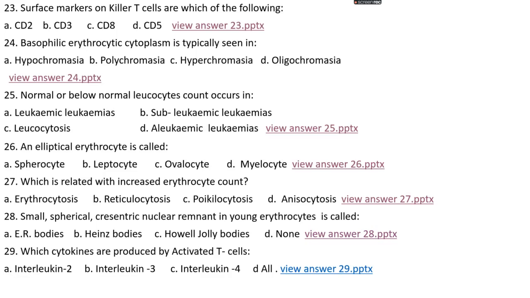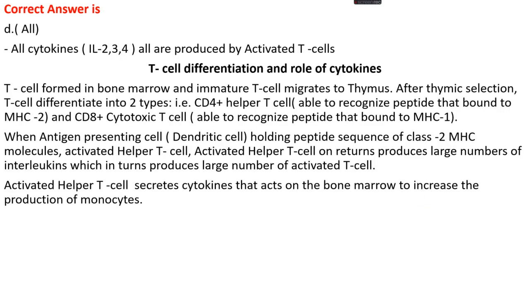Question number 29. Which cytokines are produced by activated T cells? Option A, interleukin 2, option B, interleukin 3, option C, interleukin 4, option D, all. The right answer is option D, that is all. All these cytokines are produced by activated T cells.